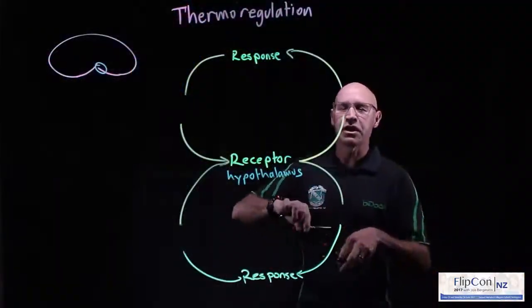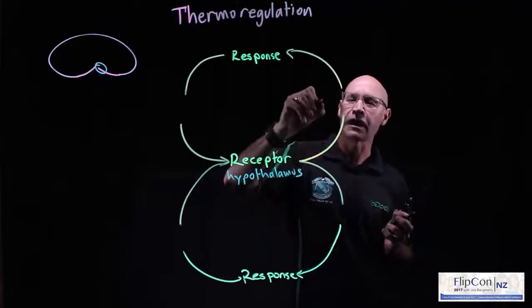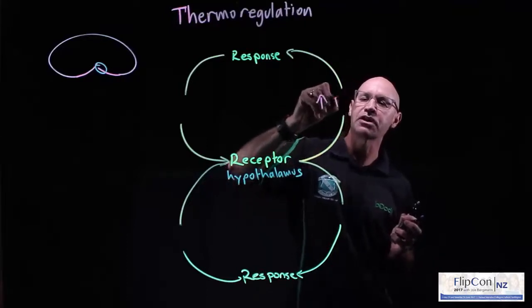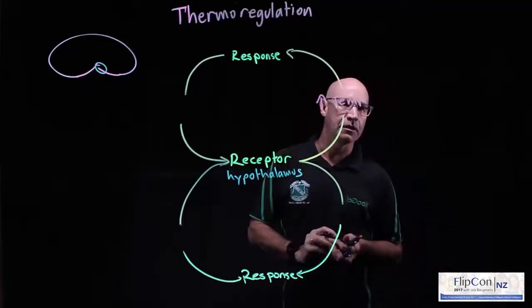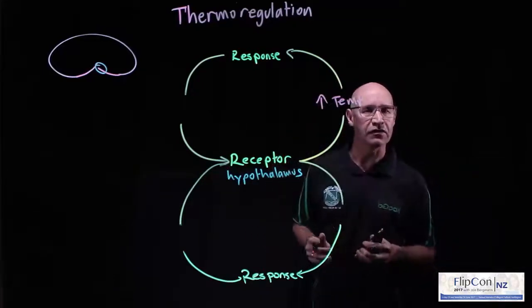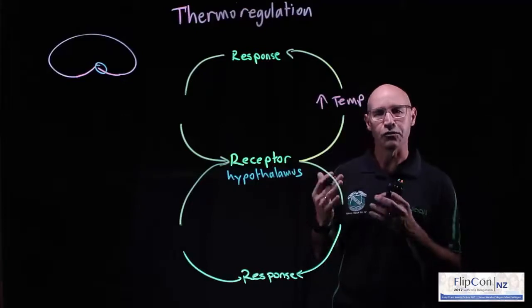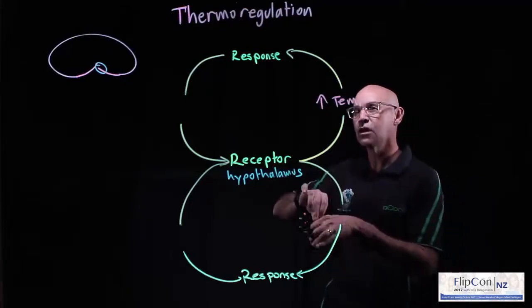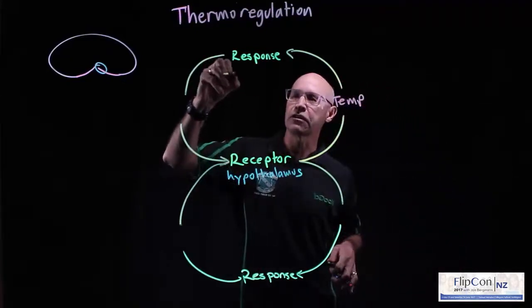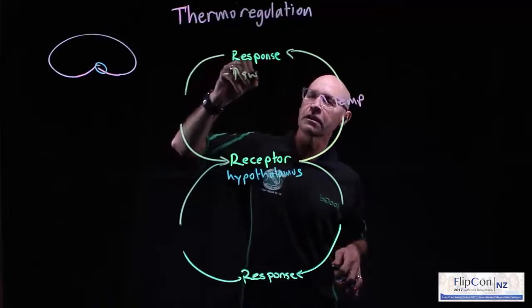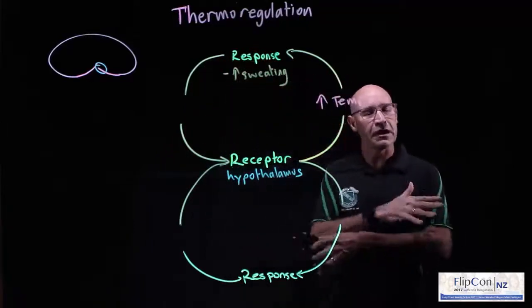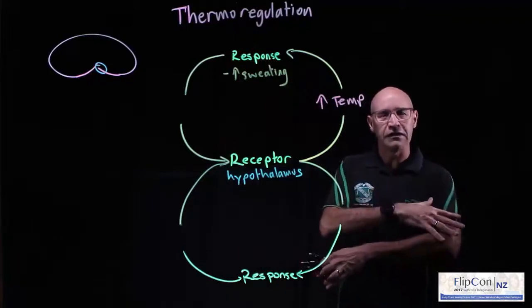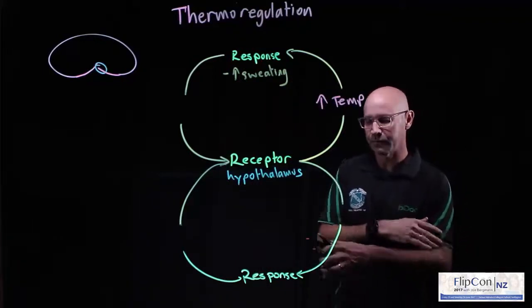When the body temperature increases, say it's a hot day, or for whatever reason body temperature increases, it's detected by the hypothalamus, and messages are sent to different parts of the body to respond. One of those responses is to increase sweating. The process of sweating, and when the sweat evaporates off the skin, it takes heat away from the body.